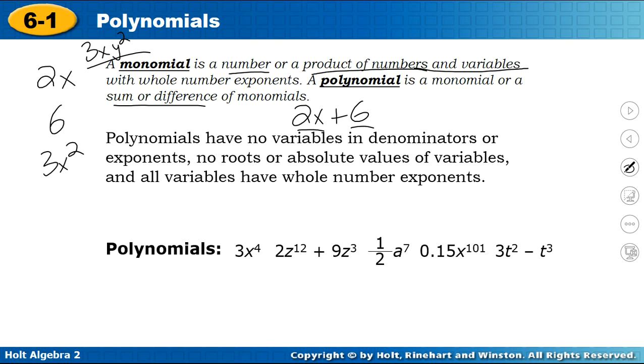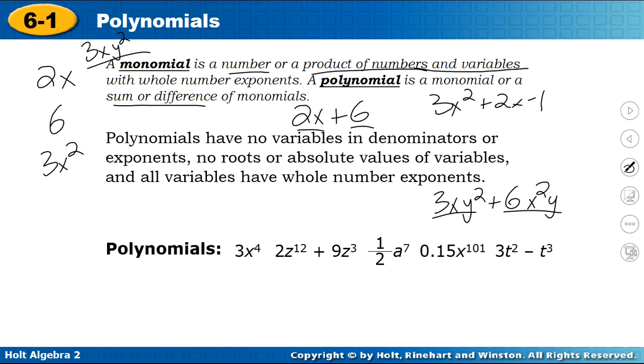Poly means more. So monomial means 1. Polynomial means more than 1. So 2x plus 6 is a polynomial. 3x squared plus 2x minus 1 is a polynomial. Basically more than one term. And a weird looking one might be 3xy squared plus 6x squared y. These are still two terms, but it's a polynomial because there are two terms.